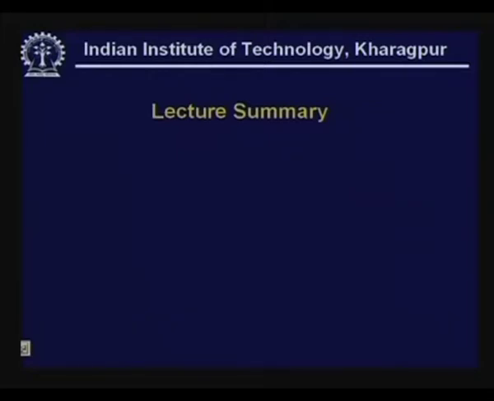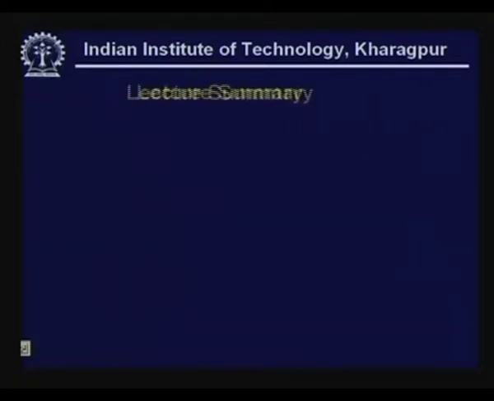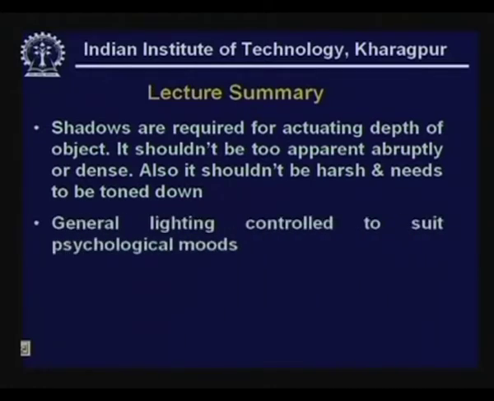In effect, what we have seen in this lecture is that good interior lighting is governed by intensity, that is ample to see clearly and distinctly, creating nearly uniform distribution, which is soft and well diffused light. Color, of course, depends on the purpose and taste, keeping the sources well above the plane of vision to avoid glare. Shadows are always required for accentuating the depth of the object, but should not be apparent or dense. They need to be toned down, that is why they are called soft shadows.